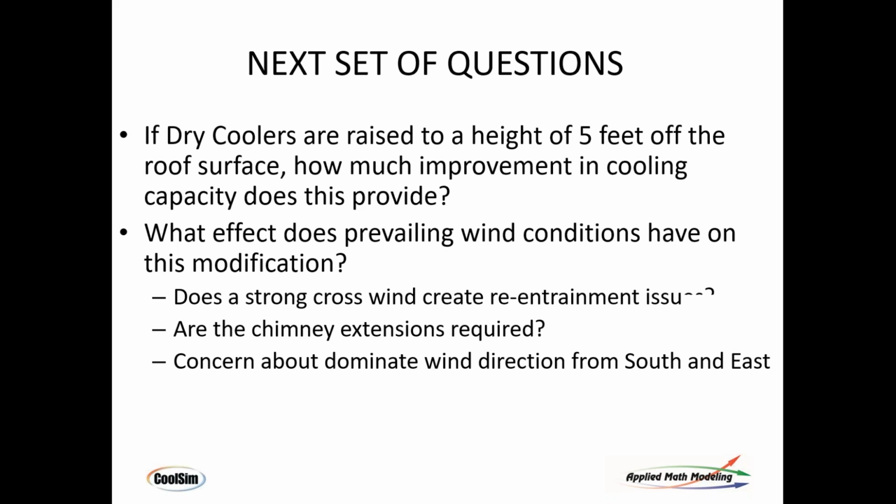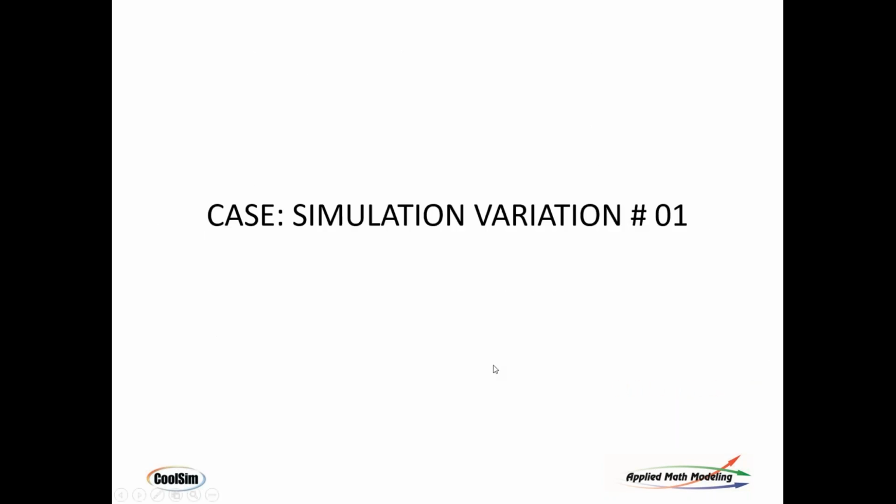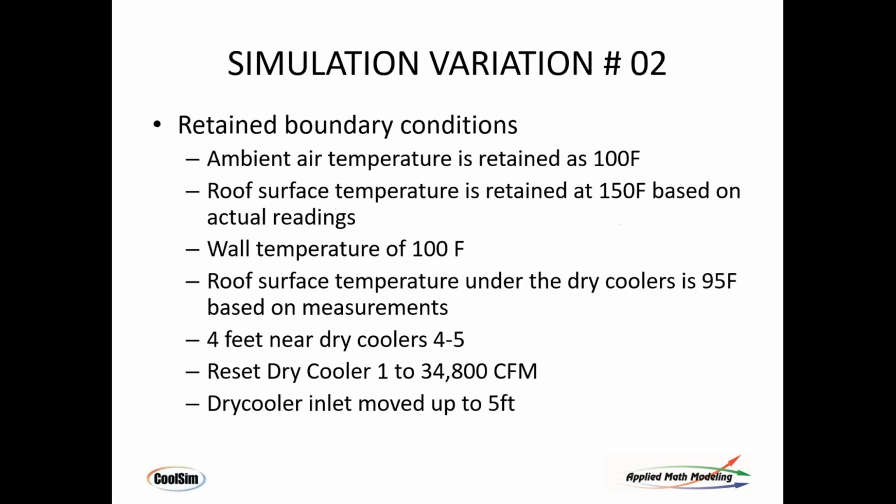You're able to say, all right, I'm going to hold everything constant. Let's just take a look at height and see what it does to temperature. Also, what effect does prevailing wind have on it? Does a strong crosswind create reentrainment? Do we need chimneys? Would the chimneys be useful? And again, in this case, back to the earlier question that came in, the wind direction in this particular geography was from the south or from the east. So you model it.